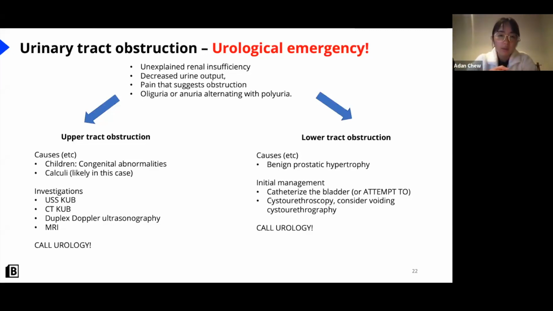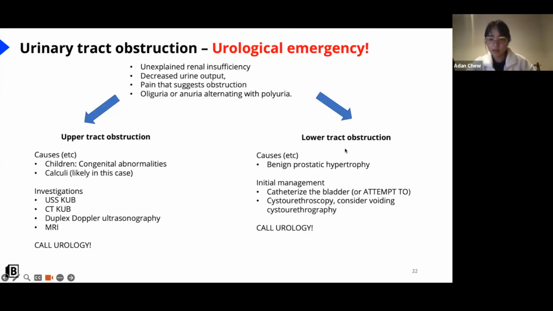In terms of lower tract obstruction, some of the causes would be BPH, and the initial management would be to attempt to catheterize the bladder, or consider cystourethroscopy, and also consider voiding cystourethrography. You would also involve urology in this case.